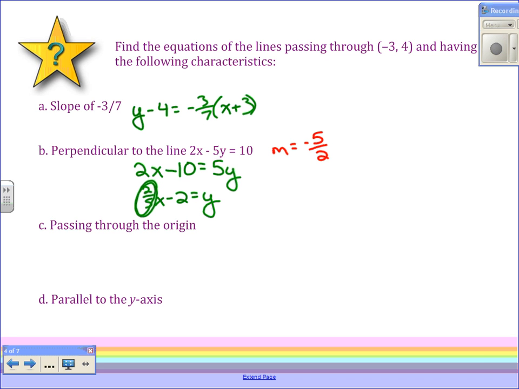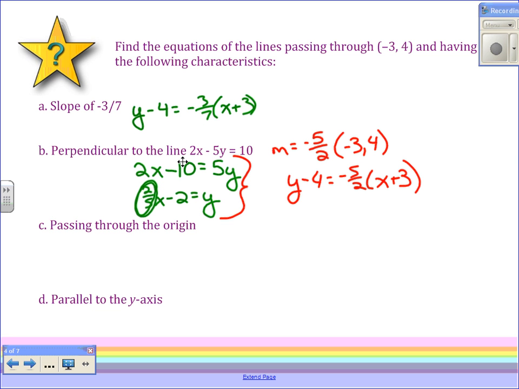And I just think it's nice to copy over what you're using. So now I have my slope is -5/2, and the point is -3, 4. Ignoring all of this other stuff now, right? We just need to work with our new line, and that equation is y minus 4 equals -5/2 times x plus 3. Again, just leaving it in point slope form.